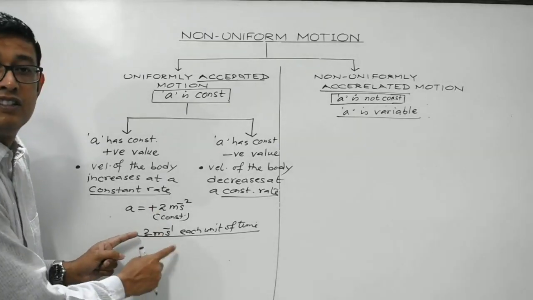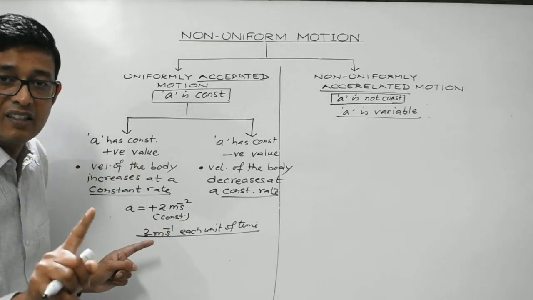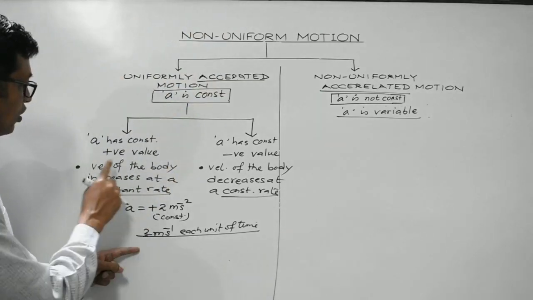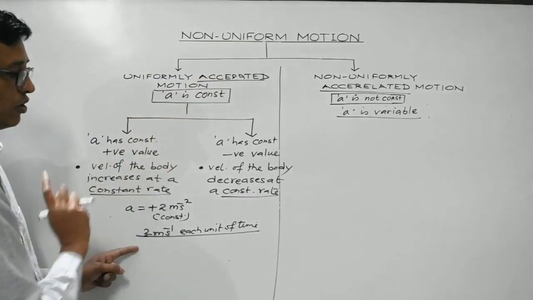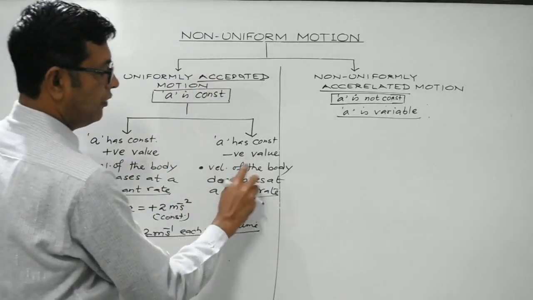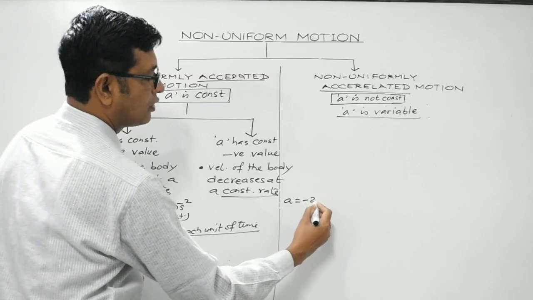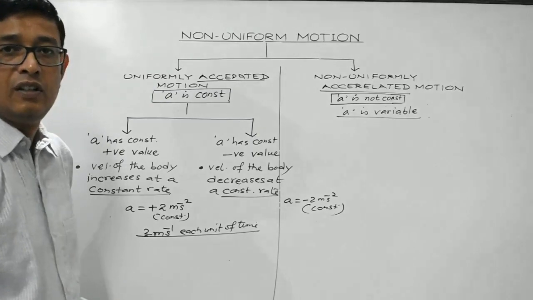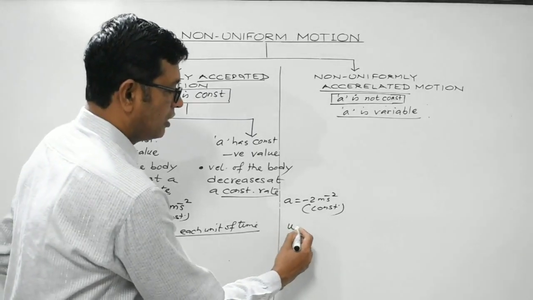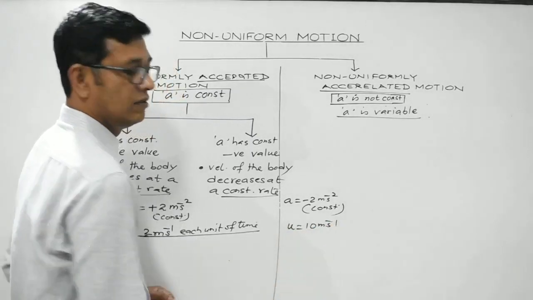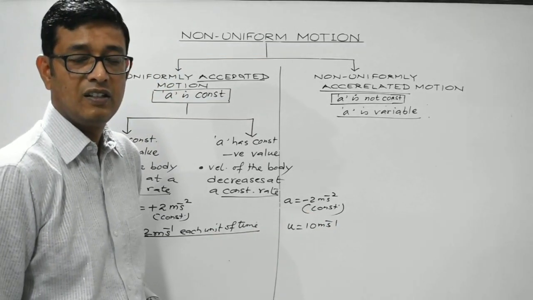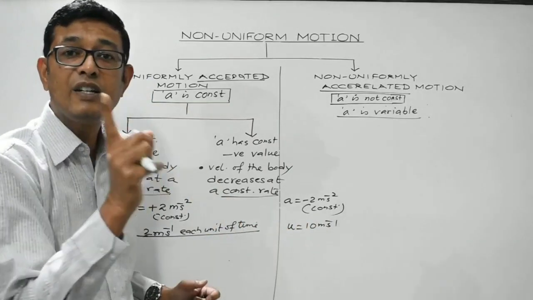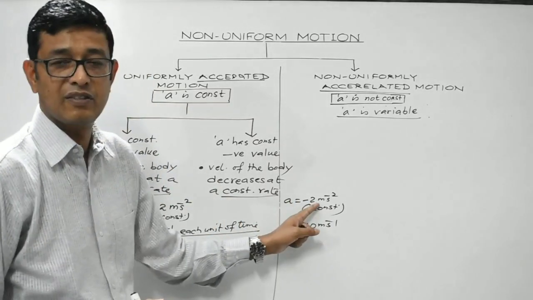So here, the velocity of the body is increasing at a constant rate. So it is the case of uniformly accelerated motion. Now, if we consider A is equal to minus 2 meter per second square, which is assumed to be constant. Suppose the body is initially moving with 10 meter per second. U is the initial velocity. After 1 second, the velocity of the body would be 8 meter per second because A is negative.